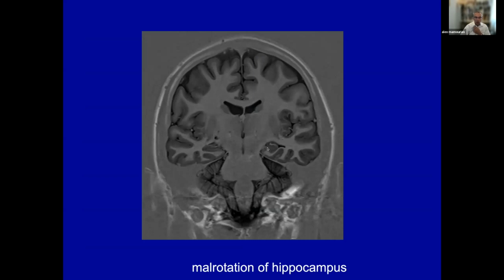Another case of epilepsy. This one shows what's called malrotation of the hippocampus. Here's the normal orientation of the hippocampus. This one is oriented more vertically, and this is one of the pediatric thought to be causes of seizures.